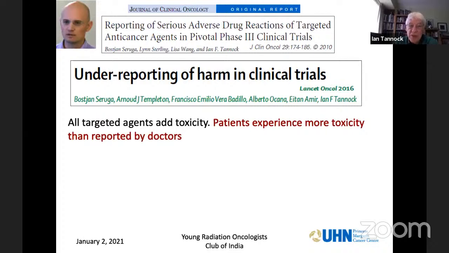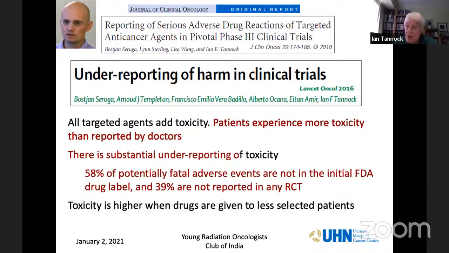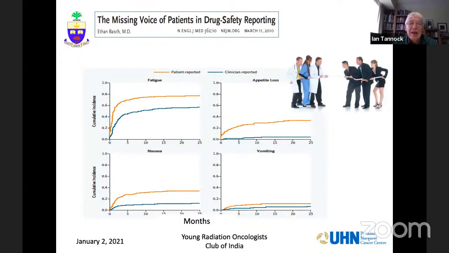And patients experience much more toxicity than is recognized by us doctors. So there's substantial underreporting of toxicity. And in fact, what he found was that almost 60% of potentially fatal adverse effects were not in the initial FDA label, and around 40% were never reported in a randomized trial because they're published before many of these events occur. And toxicity is higher when drugs are given in the clinic than to those selected in trials, a point that I'll return to. And really, we as physicians underestimate what our patients are experiencing.